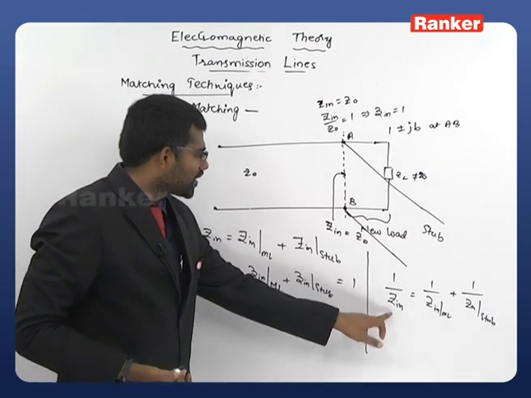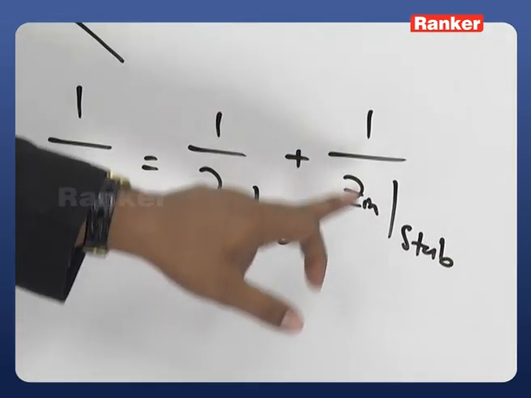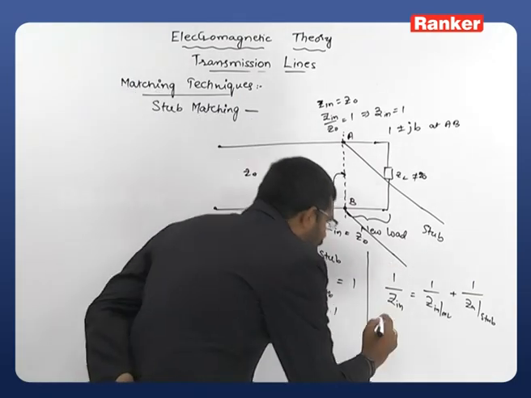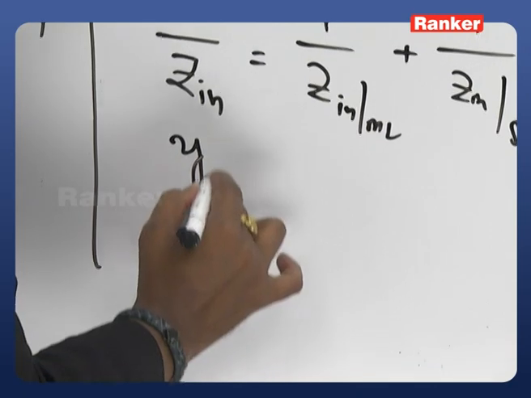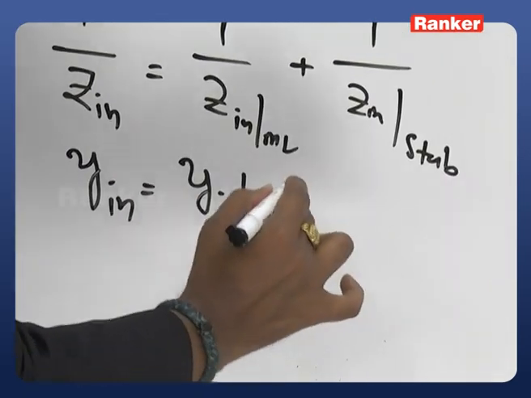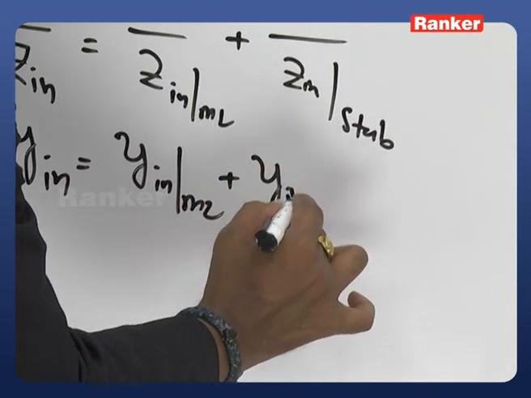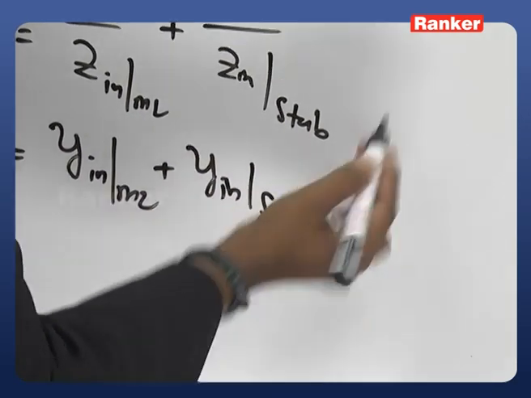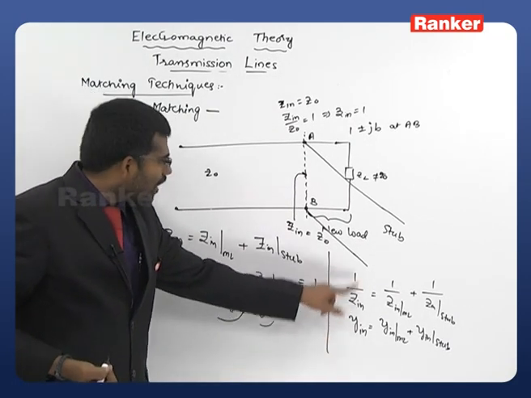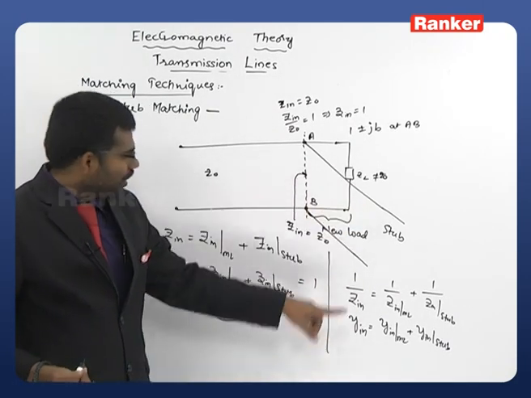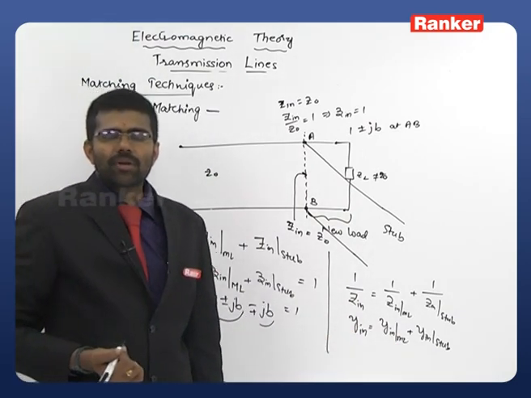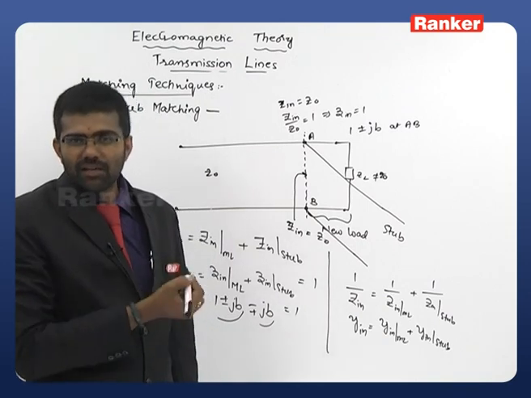Now observe here, 1 by Z is admittance. Directly you can take the admittances. So if you normalize the admittances also, what you will get is Yin is equal to Yin of main line plus Yin because of stub. Now this is very easy to solve. Instead of taking the parallel combinations for the stub, if you are taking the admittances, then you will get a very easy calculation while you are solving that practically.